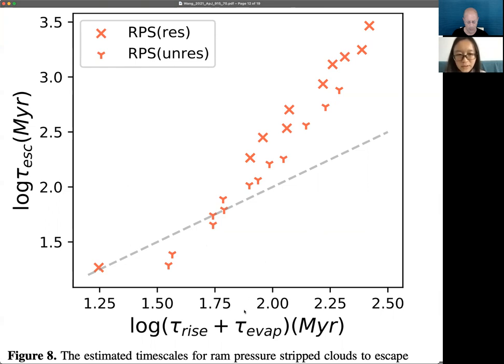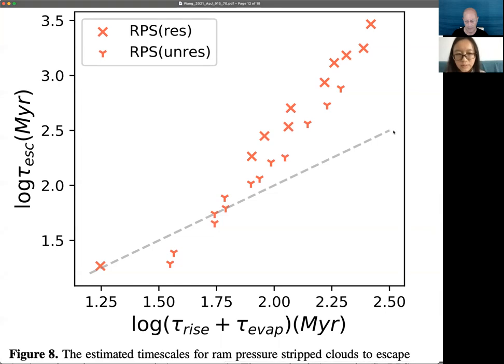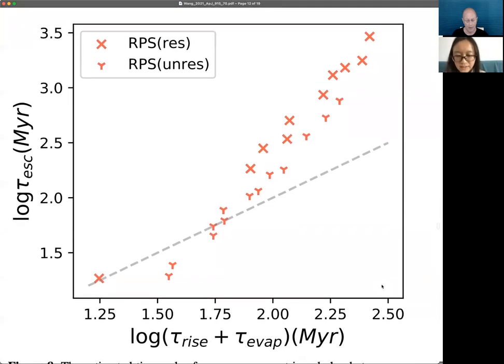So of these two scenarios, tau escape is the time scale we would prefer for the strong ram pressure stripping case, and tau rise plus tau evaporation is the time scale we would prefer for the slow stripping case where the cloud will not reach the escape velocity. And we will use the lower of the two as an estimate of the ram pressure stripping time scale. So whatever makes the cloud disappear faster is considered the stripping time scale.